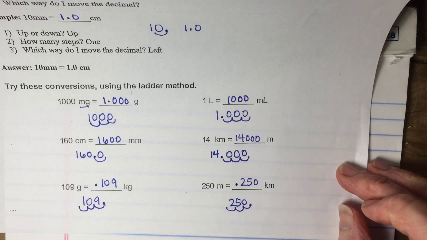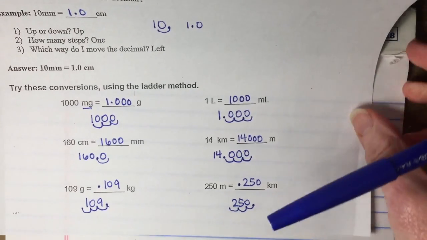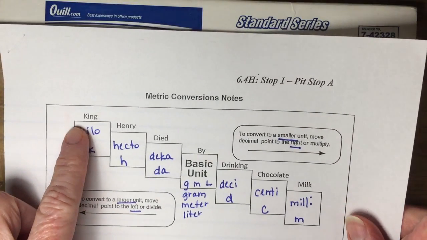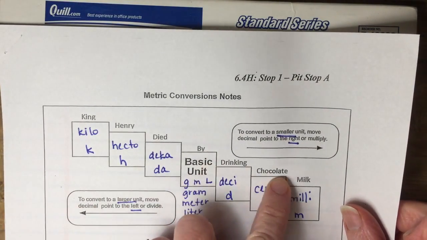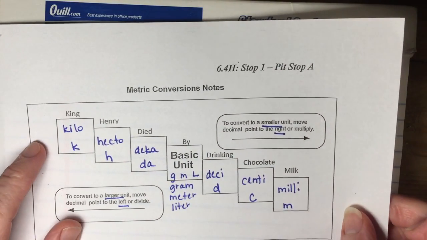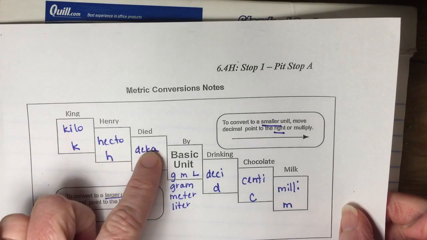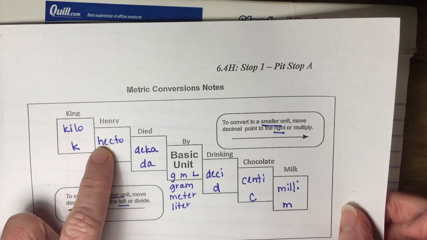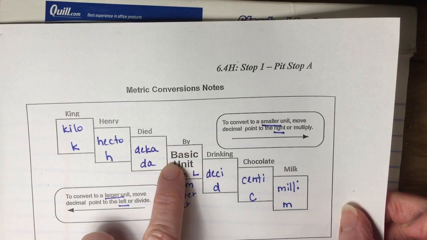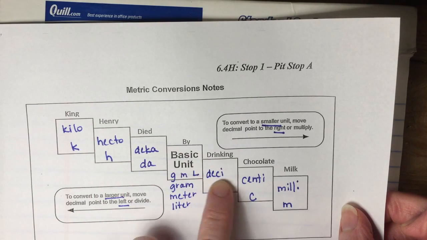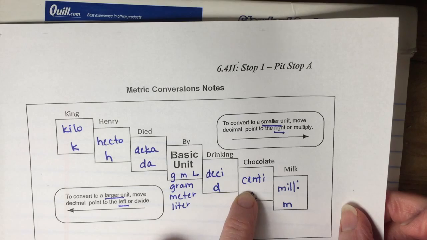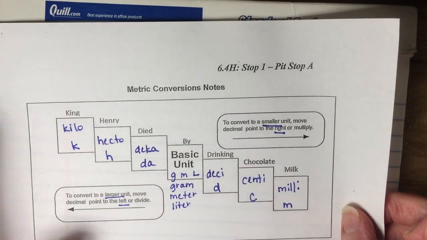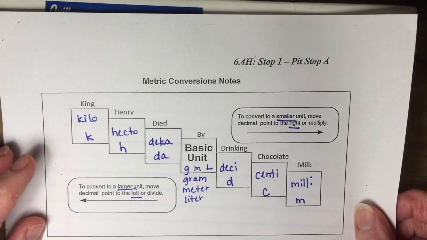All right, so really easy for metric conversions. You just have to remember basically the order of the prefixes. And oh, I forgot to tell you, that's what this up here stands for. King Henry died by drinking chocolate milk. That's one way you can help you remember what these prefixes are. So the K for kilo, H for hecto, D for deca, B for a basic unit, and then D for deci, C for centi, and M for milli. So King Henry died by drinking chocolate milk helps you to figure out what order these units are in.